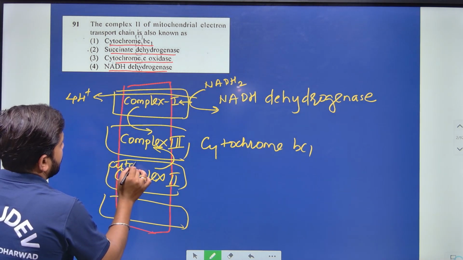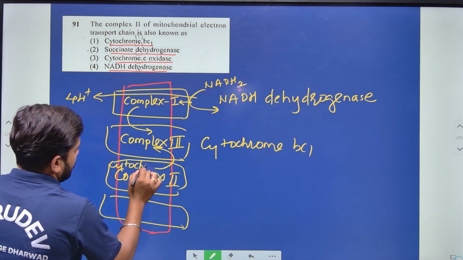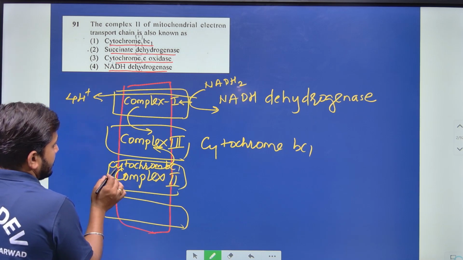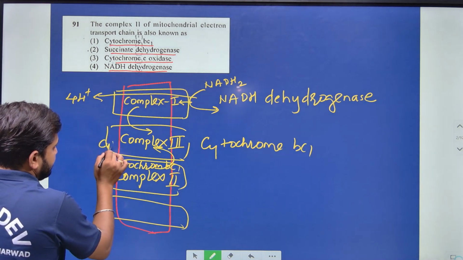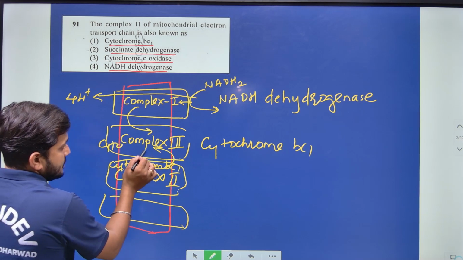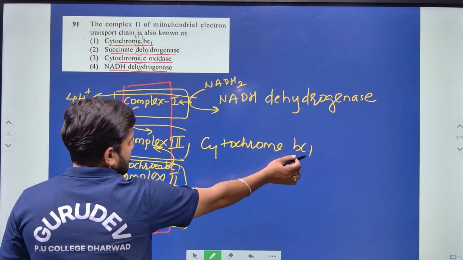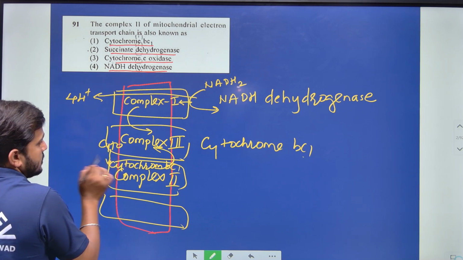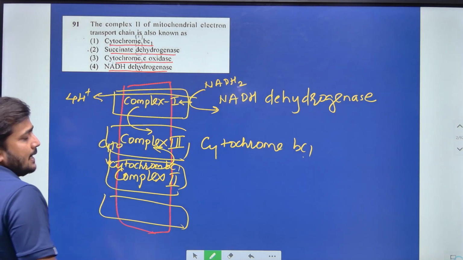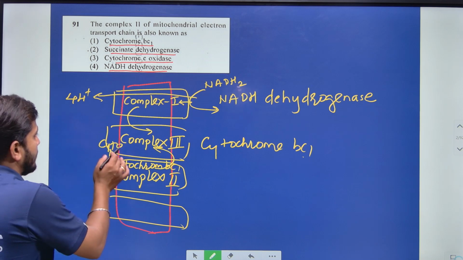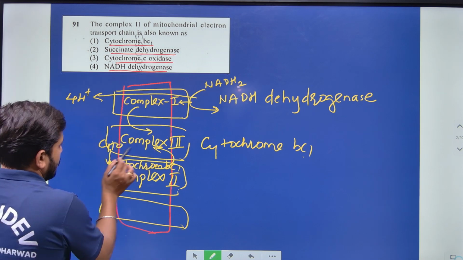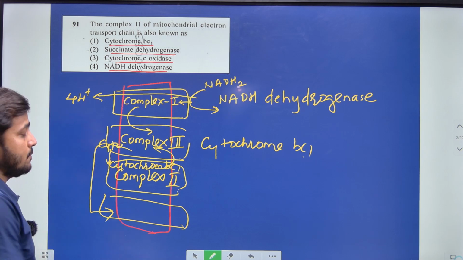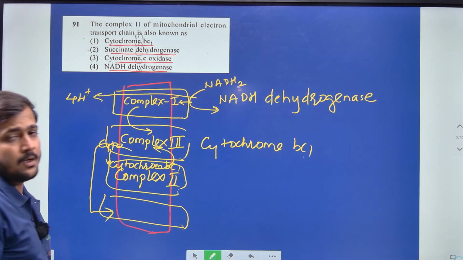Cytochrome BC1, with respect to that, majorly cytochrome C, right? Cytochrome C, with respect to complex 3, from C1 to C2, is going to release the electrons, right? So like that a transportation we are going to see. From complex 3 it will enter into complex 4.